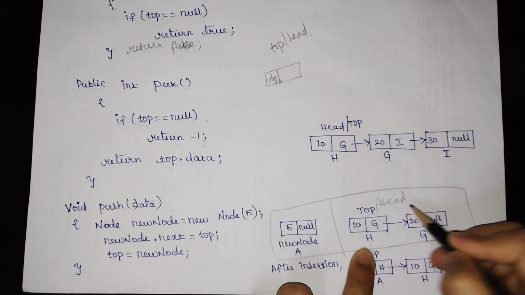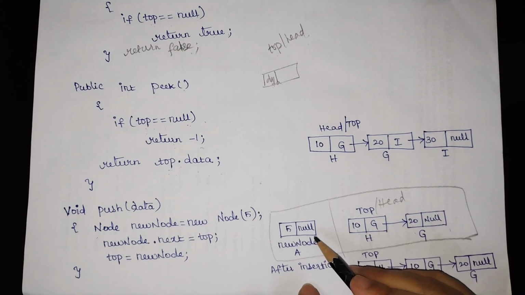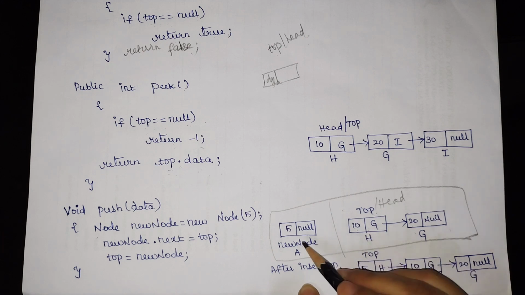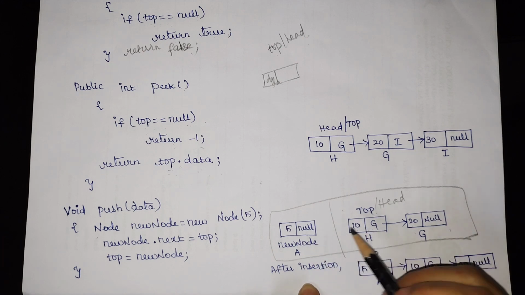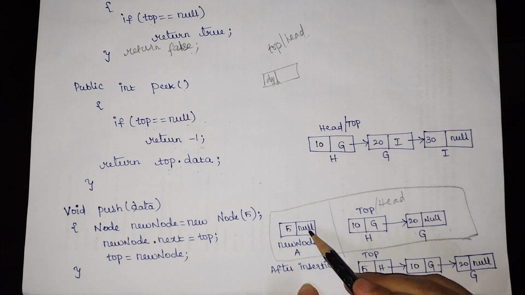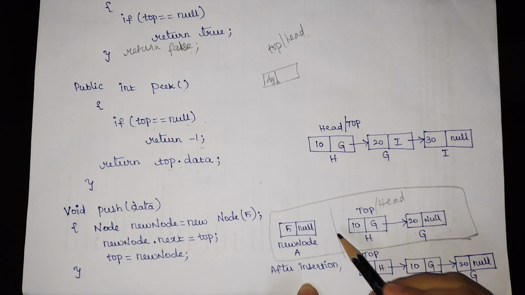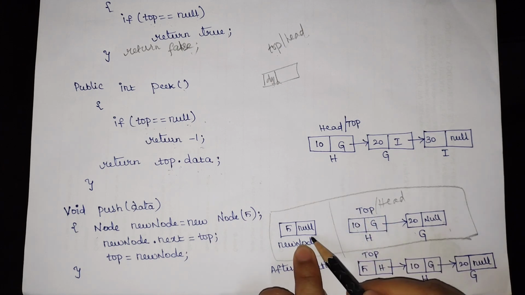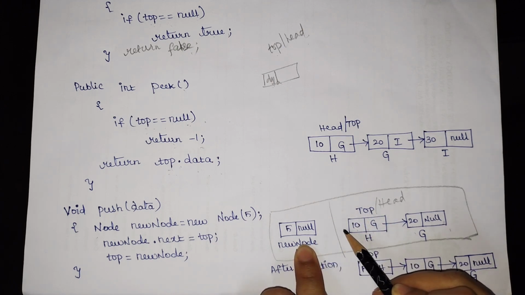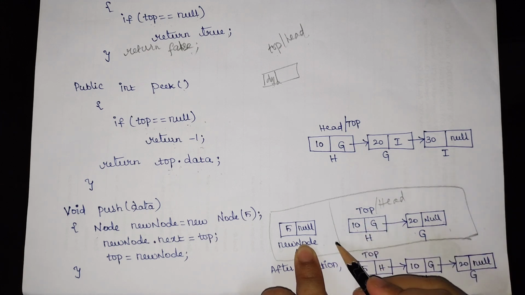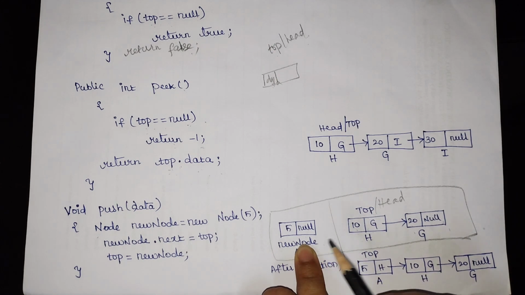Now I want to insert some node, I want to push a node into this existing list. Where do I push this node? I will push it to the top of the stack, because both insertion and deletion happen at the top. So if I want to push at the top position, you can relate this operation with your linked list: you are inserting the node at the beginning of the list. This is insertion at beginning.